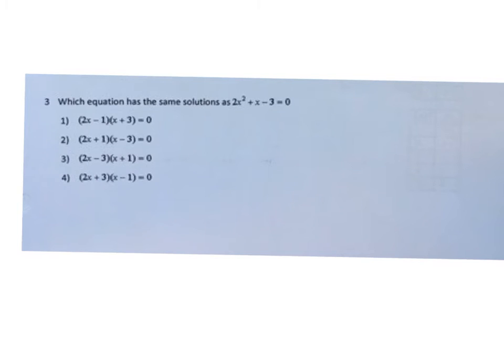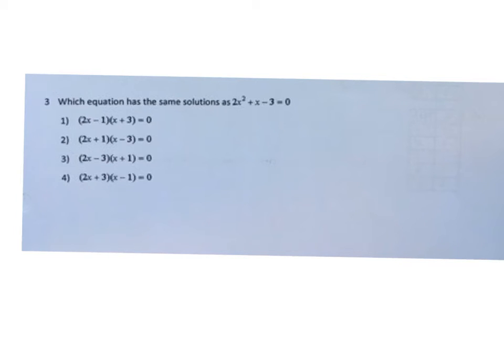Which equation has the same solutions as 2x squared plus x minus 3 is equal to 0? So what I would do if I were you is just do the box method and multiply each one out until you can see which one gives you plus x and minus 3. Those of you who like to do FOIL, please go ahead and do that, otherwise known as double distribution. We're going to have to do the box.